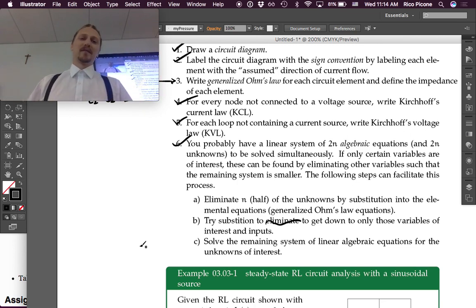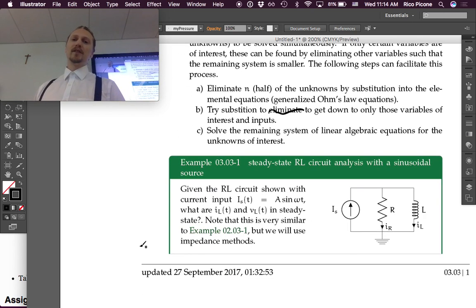Okay, so let's do the same example we did in chapter 2. It was the second example we did. It was for an RL circuit with a sinusoidal current source. Remember this? We're going to solve it for the steady state current and voltage, whereas last time we solved it for just the general solution with initial conditions. This time it doesn't have initial conditions.